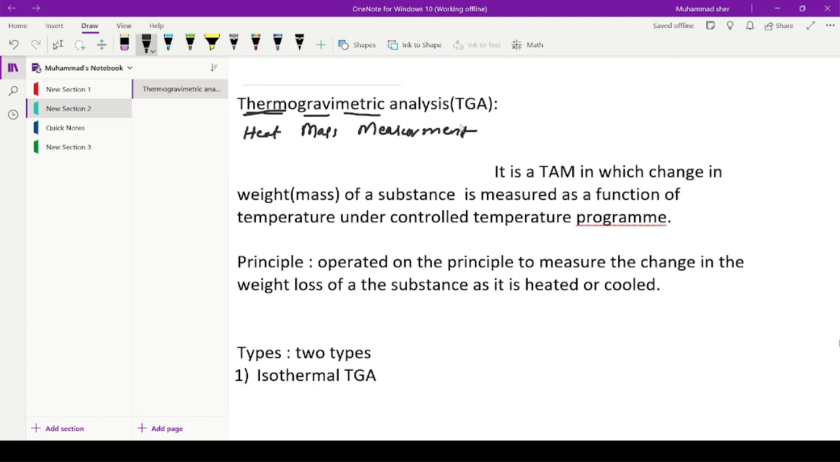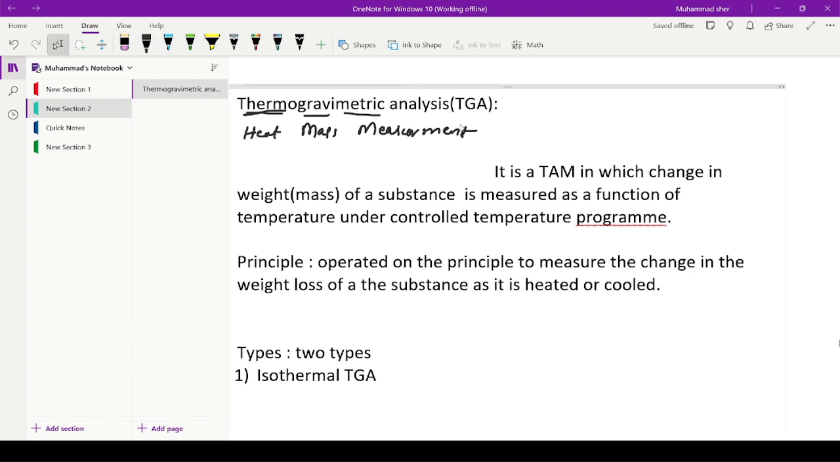And we will look into the detail of these changes in the compositional analysis, which will be covered later in this video. I have written down a very simple definition of thermogravimetric analysis: it is a thermoanalytical method in which change in the weight, or we can say change in the mass of a substance, is measured as a function of temperature under a controlled temperature program.